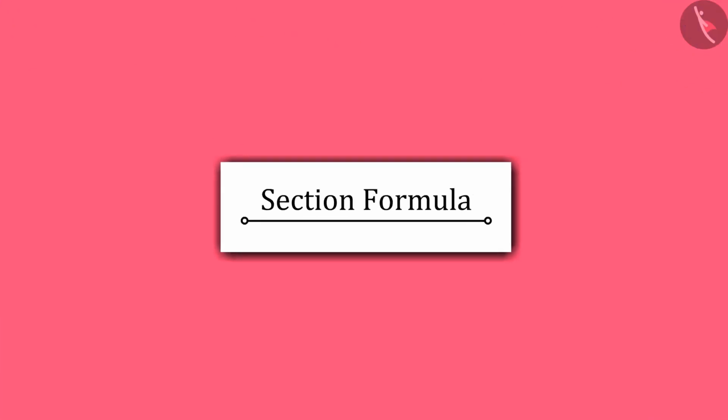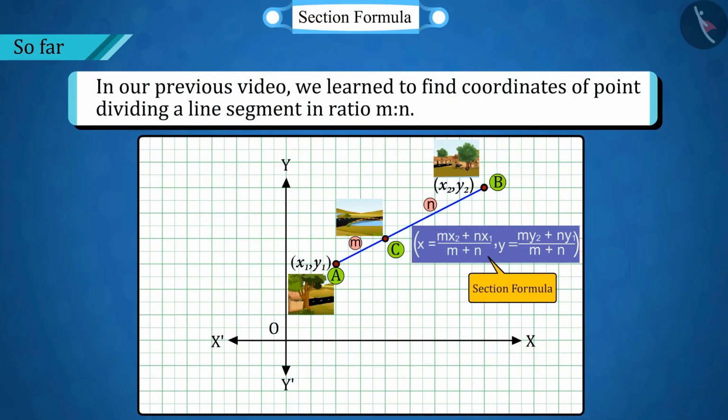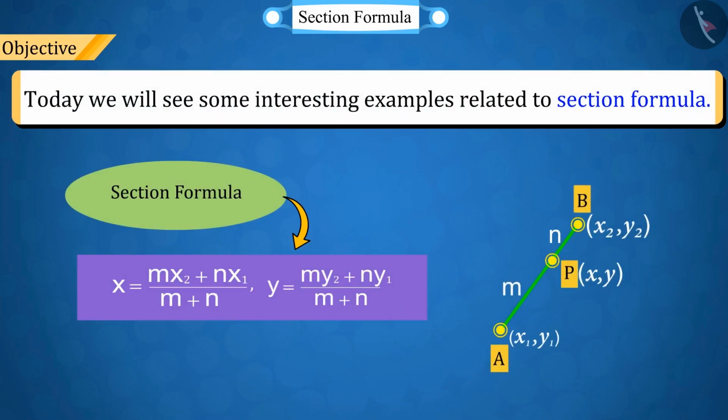You are all welcome to this video. In our previous video, we learned to find the values of the coordinates of point C internally dividing the line AB connecting the 2 points A and B in m ratio n, called the section formula. Today we will see some interesting examples related to this concept.